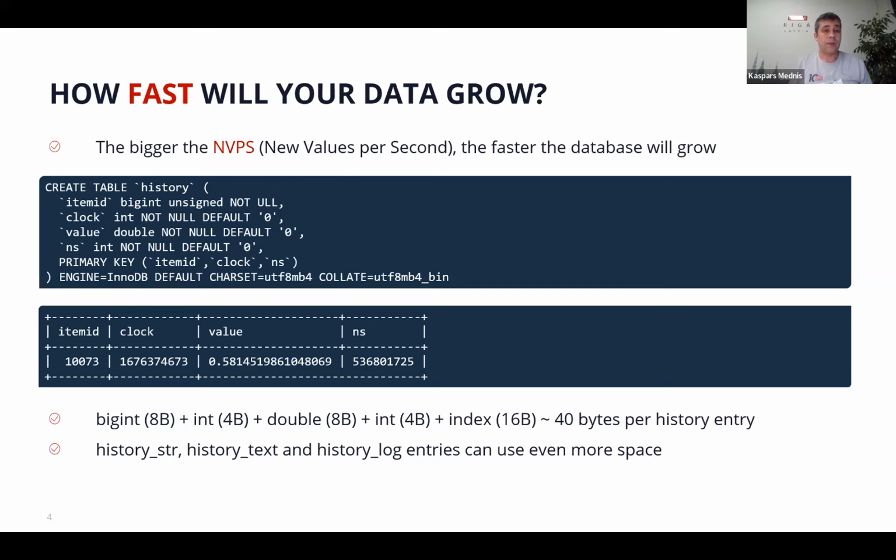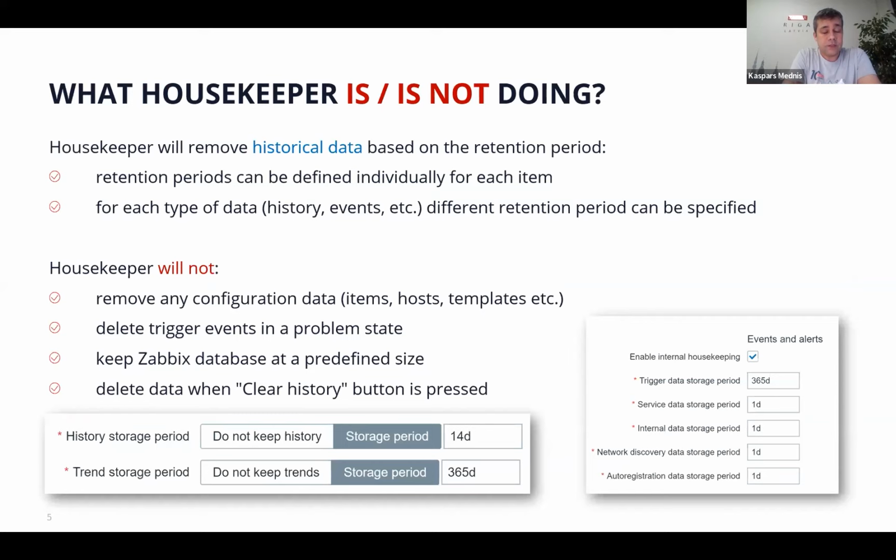Next question, and this is a very important question actually: what is Housekeeper doing and what is Housekeeper not doing? The answer is very simple. Housekeeper is working only with historical data, or let's say with data which has a clock. Your history and trends have a clock. Audit entries have a clock, events have a clock. All those entries can be sorted by which are new and which are older.